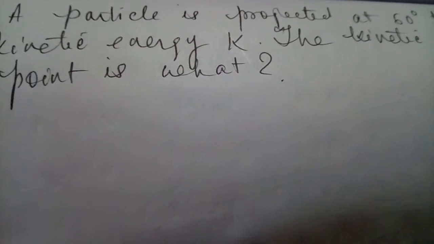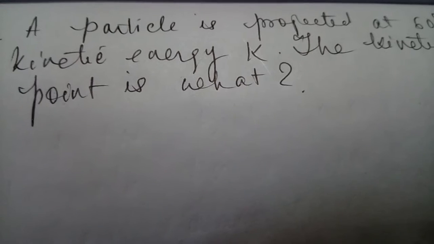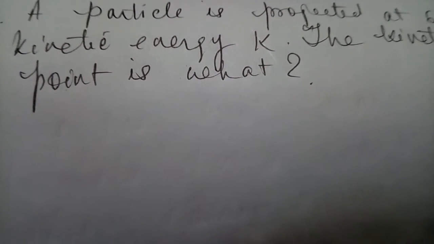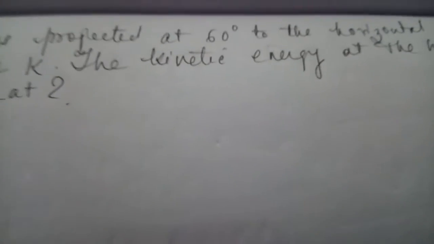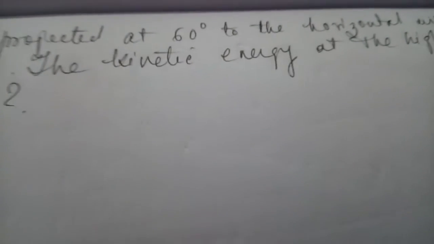Hello students, today we will be doing more numericals on projectile, and in this case we have taken one of the questions. Look at the question, what is given. A particle is projected at 60 degree to the horizontal with a kinetic energy K. The kinetic energy at the highest point is what?